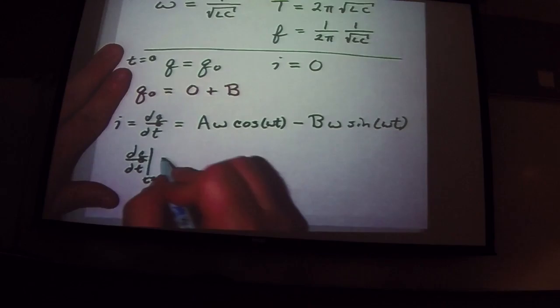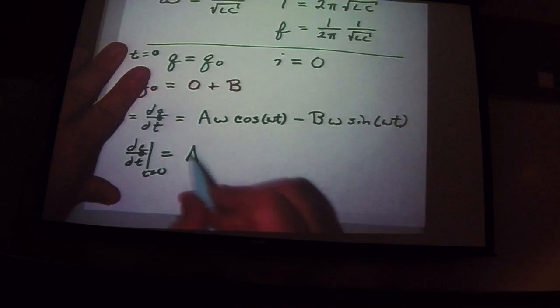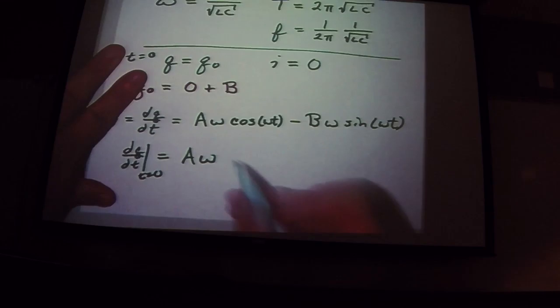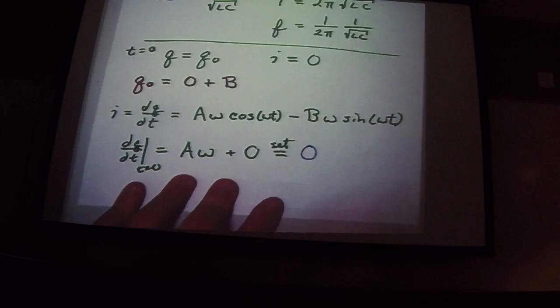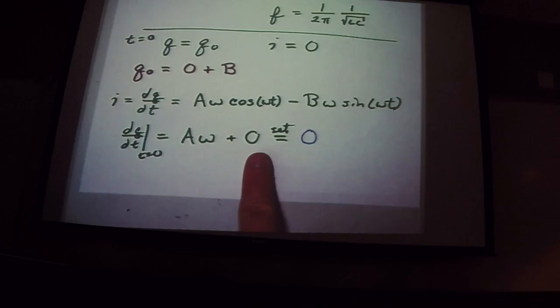So dq dt evaluated at t equals 0: cosine of 0 is 1, so A times omega, sine of 0 is 0, plus 0 is equal to my initial current, and my initial current is what? 0. So I set this equal to the initial current, which is 0.